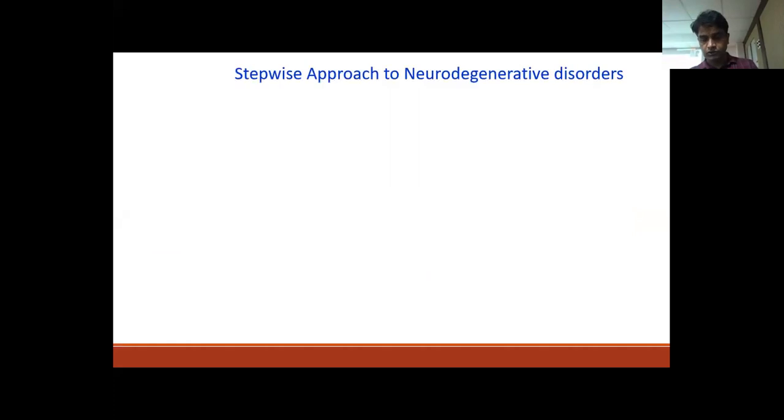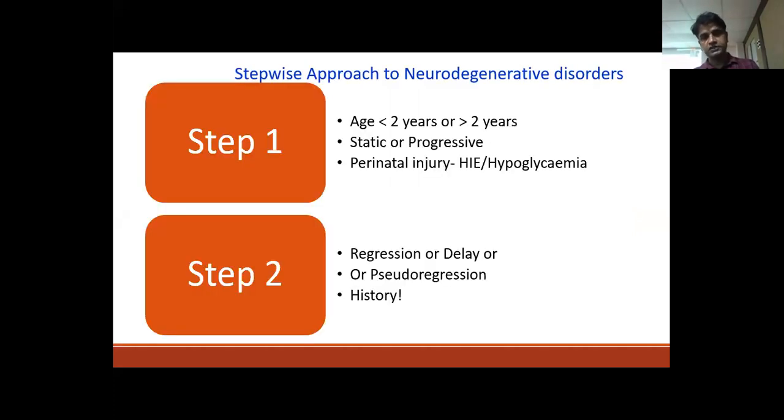Now, moving on to stepwise approach to neurodegenerative disorders. So the first step and the first question is, age of onset is important. Has it started before 2 years or is it after 2 years? Because the causes are different and can give you clues on the etiology. So is it a static or progressive disorder? So that is the first question. And for that, all that we covered in history, the important aspects of perinatal history, all these things are extremely important to answer that question.